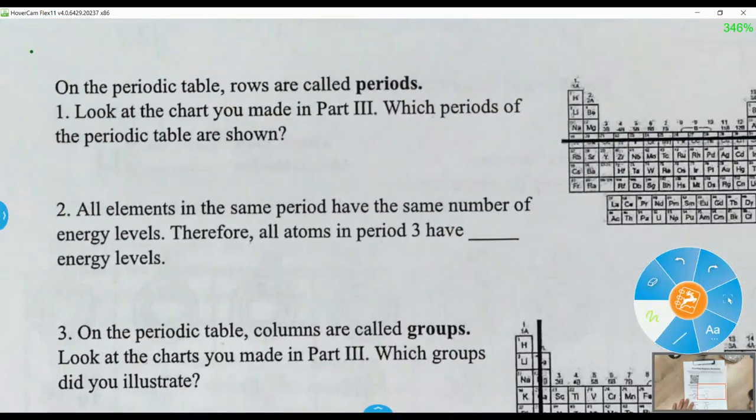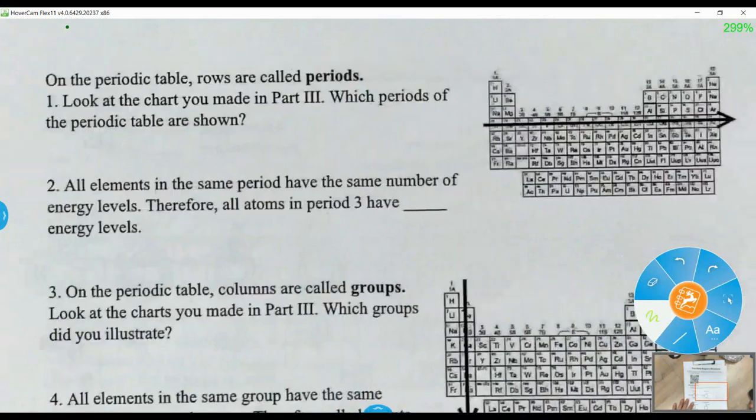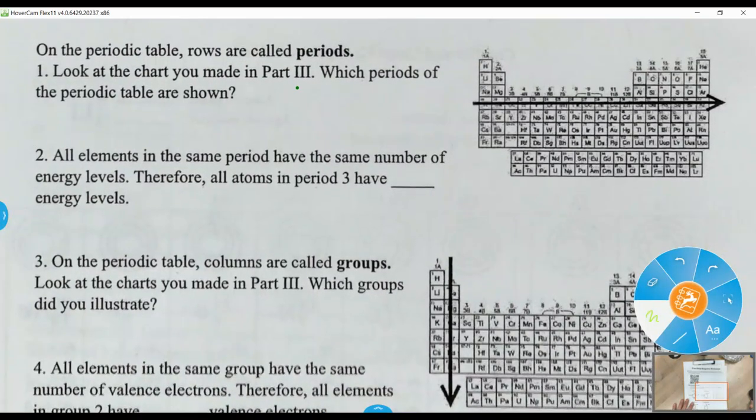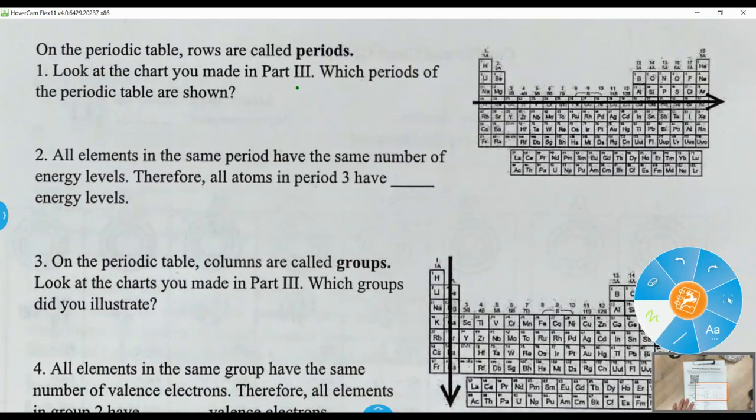From here, when you flip over, you are going to take a look and go through these now and answer these to the best of your ability. How many valence electrons should each of them have? How many energy levels would each have? How do you determine how many energy levels they have? By what period they are in.